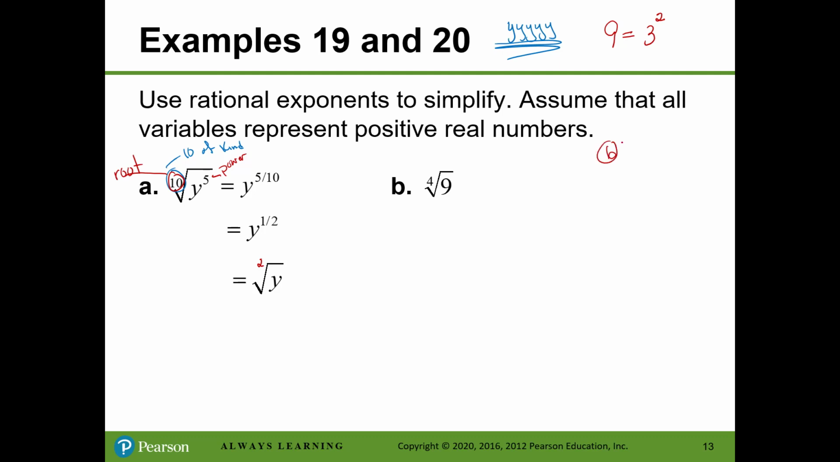So here's my letter B over here. I've got the 4th root then of 3 to the 2nd, don't I? And couldn't I rewrite this as a rational exponent? The 2 over the 4, which would give me 3 to the 1/2 power, wouldn't it?